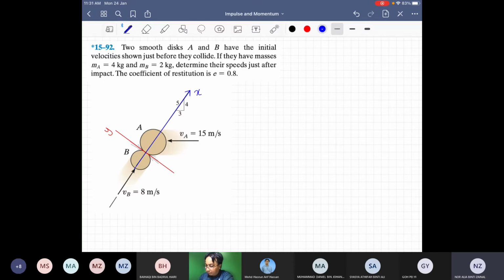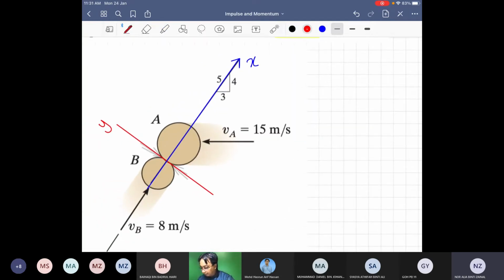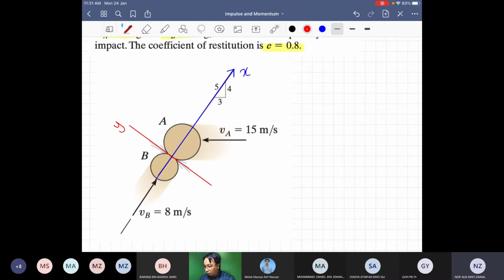Okay, it gives the mass of A. MA is 4 kg, MB is 2 kg, and it gives E, the coefficient of restitution. Alright. Let's write down all the velocities in all axes first. That will be much better. So the first one we look at is VA. VA's direction is towards here. So we have now defined our X and Y axes as in this picture.